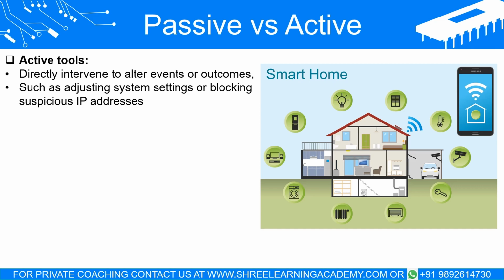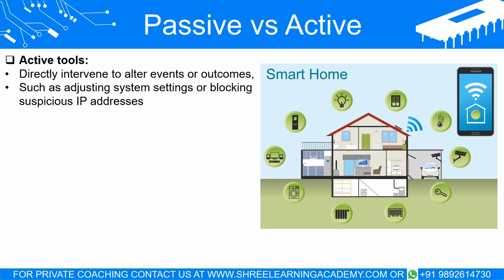They intervene in a situation to alter events or outcomes rather than merely observing. Active tools take steps to rectify, mitigate, or influence a situation. These interventions could involve adjusting system settings, opening or closing network ports, or restarting devices or services, among other actions.